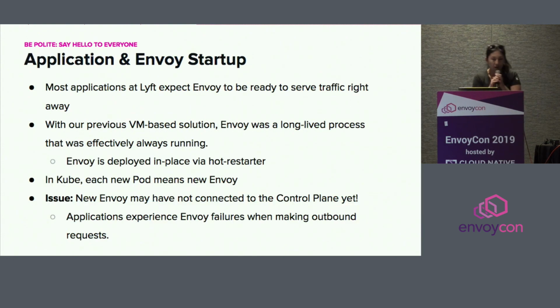So the second issue we ran into was Envoy startup. A lot of applications at Lyft assume that Envoy will be ready to serve traffic, and in legacy infrastructure that was true. When your deployment happened, Envoy would still be there. It was mutable infrastructure, so when it was hot restarted, Envoy would still be running. And when you scaled up in our legacy infrastructure, usually Envoy was started up first, then your application was started. But that is not true with Kubernetes.